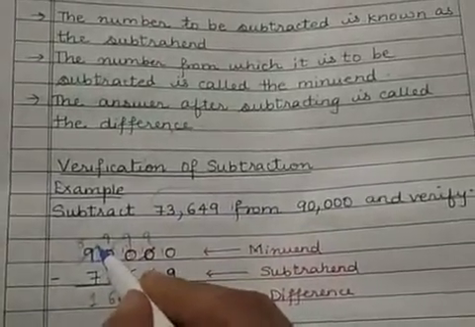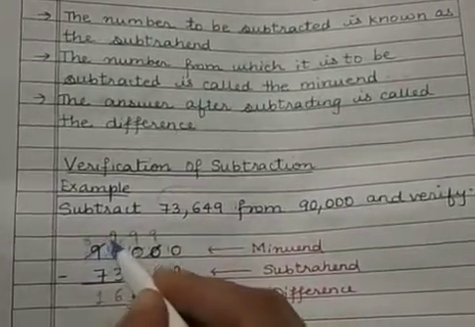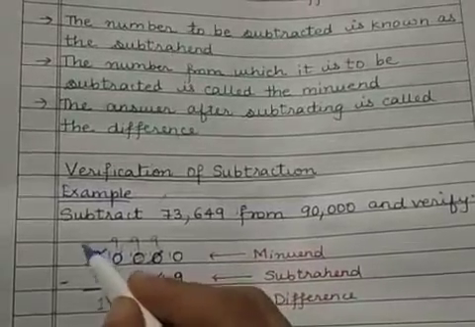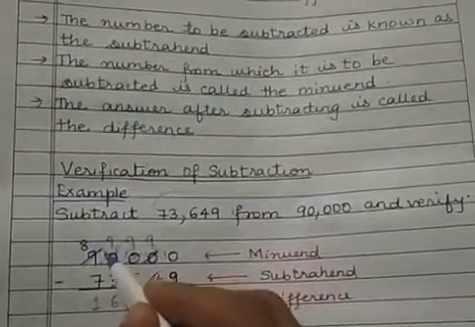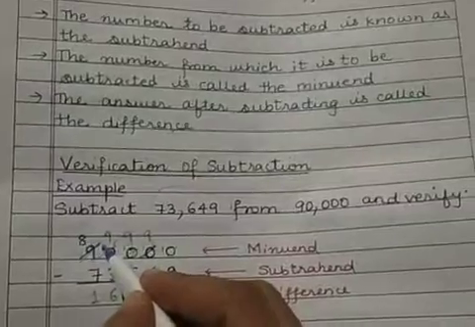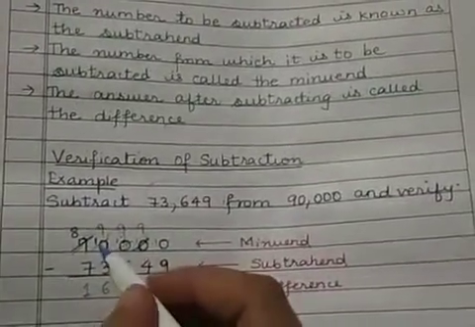So I will remove one number from here and carry it over here. So what will remain here? 8. And what do you get here? 10. Okay.